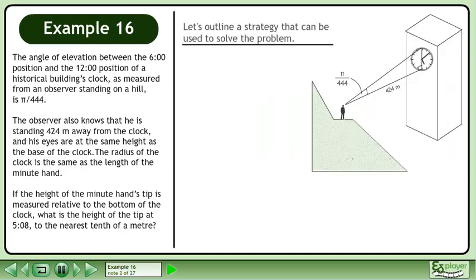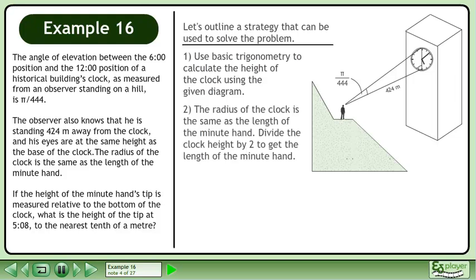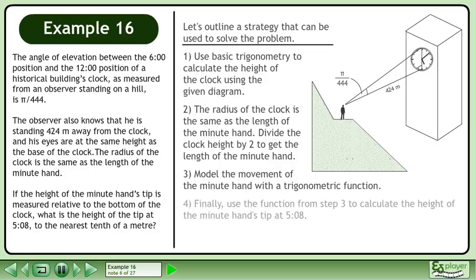Let's outline a strategy that can be used to solve the problem. First, use basic trigonometry to calculate the height of the clock using the given diagram. The radius of the clock is the same as the length of the minute hand. Divide the clock height by 2 to get the length of the minute hand. Model the movement of the minute hand with a trigonometric function. Finally, use the function from step 3 to calculate the height of the minute hand's tip at 5:08.